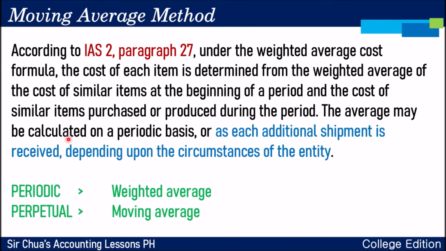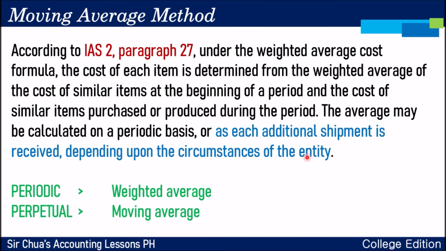The average may be calculated on a periodic basis. Yan po yung sa periodic na weighted average na ginawa natin kanina. Or, eto ngayon yung bago. As each additional shipment is received depending on the circumstances of the entity. Ang sabi, pwede rin daw po tayong mag-compute ng bagong average cost kapag may bagong shipment, kapag may bagong pinurchase si company. Okay.